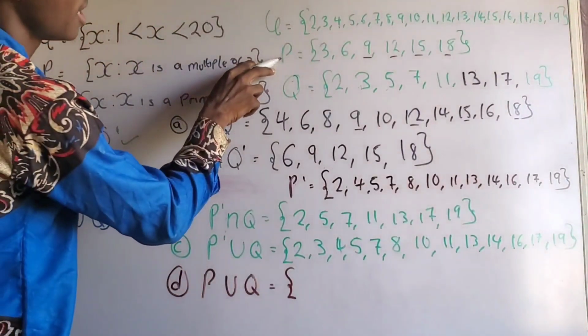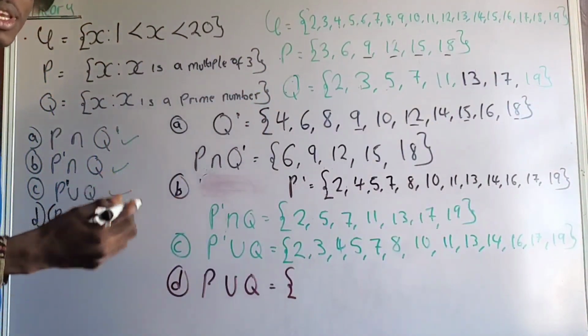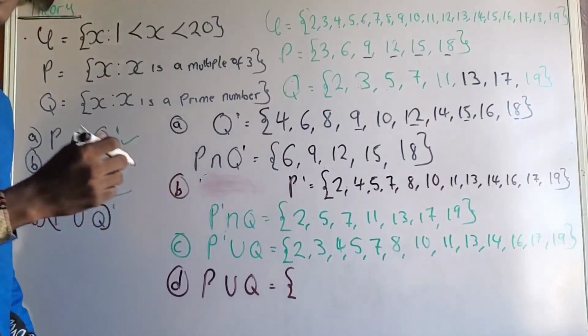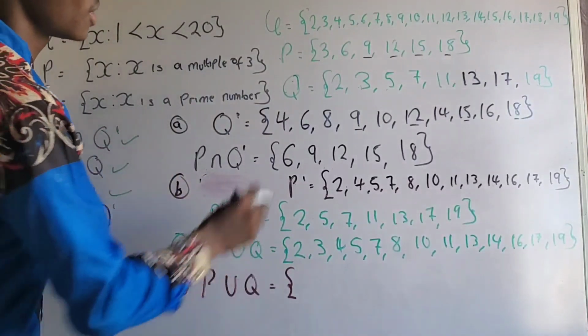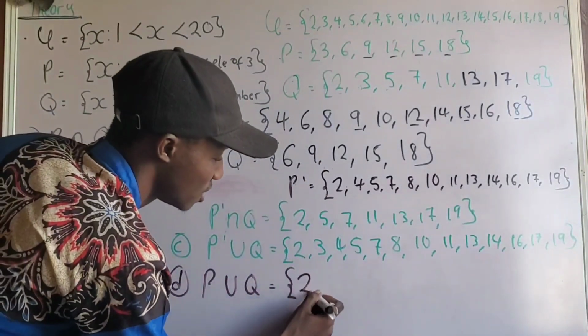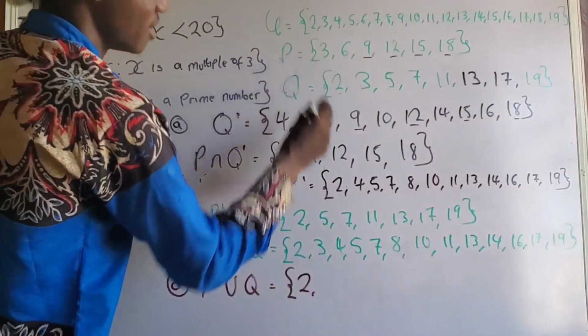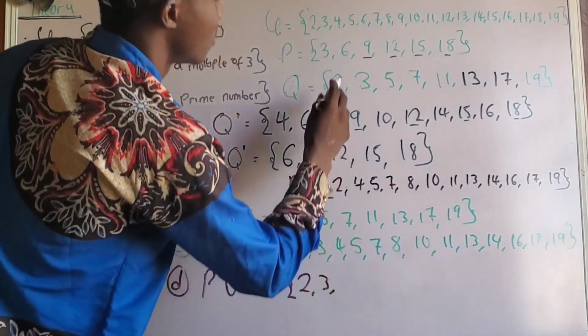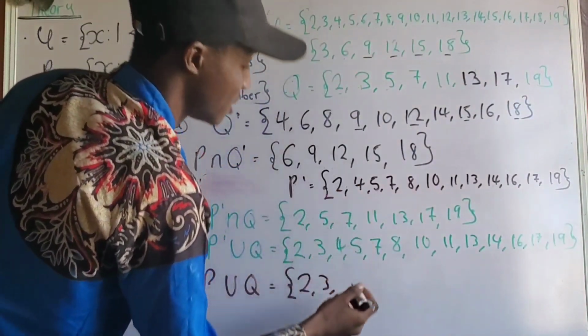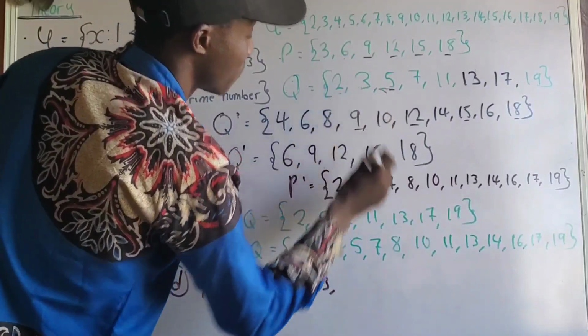Okay, this is P and this is Q. So we have to list out all the elements that are present in both sets without repetition, right? So let's start with 2. We're going to have 2 here, followed by 3, then followed by 6, followed by 5 because we have 5 here.